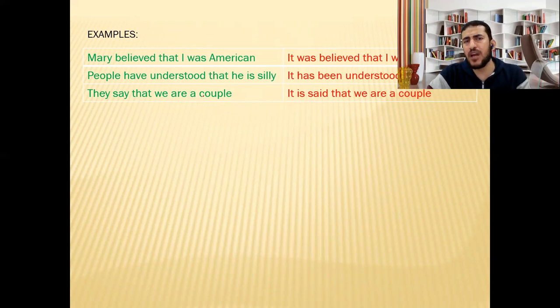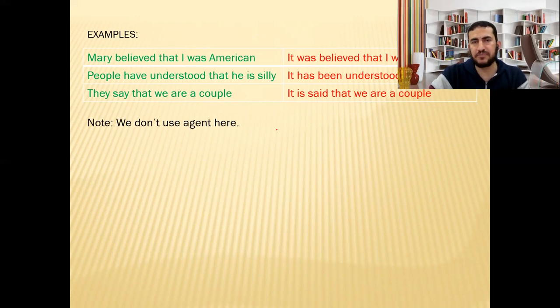They say that we are a couple. The verb is say in present simple, so we say it is said that we are a couple. Is it clear? Is it understandable? Okay, very nice. Now, here we don't use the agent. No need to use the agent in impersonal passive. Now we have finished impersonal passive.